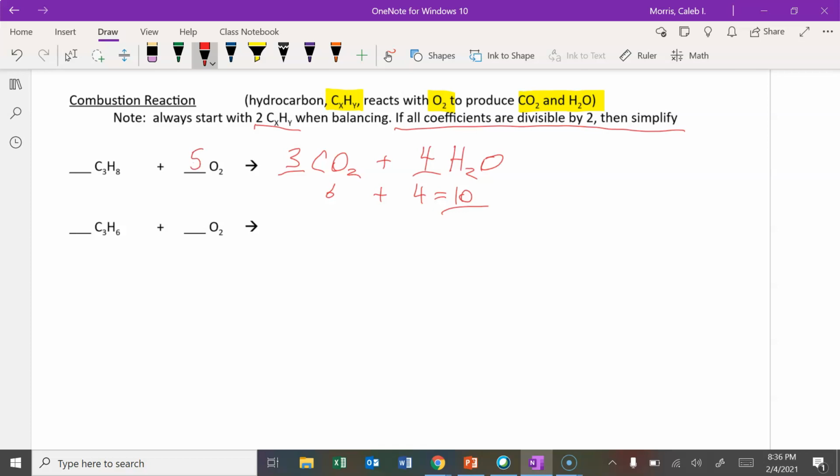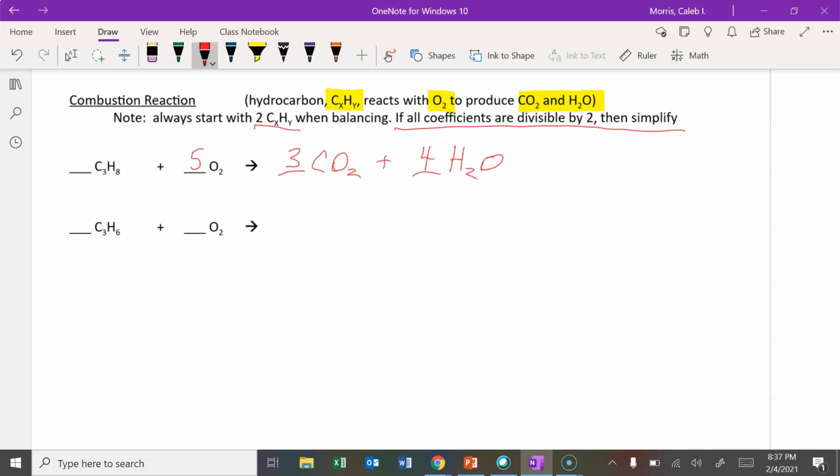I've got 3 carbon, 3 carbon. I've got 8 hydrogen, and on the other side I've got 8 hydrogen. And the oxygen was the tricky one. 5 times 2 is 10. And over on the other side I've got 6 plus 4, which gives me 10. It's balanced now. Next one's a little bit more tricky, so let's set up and do that.